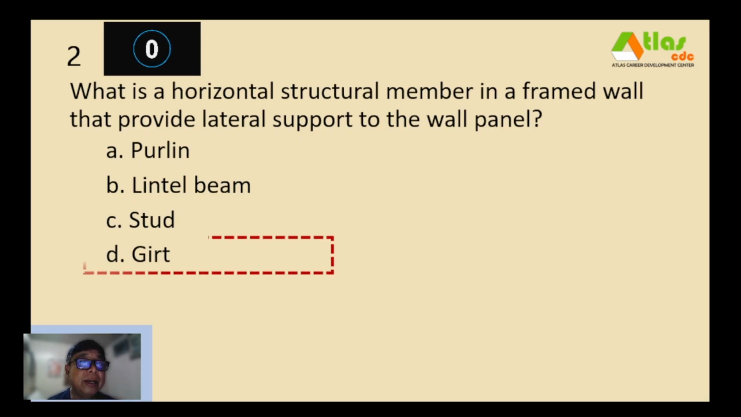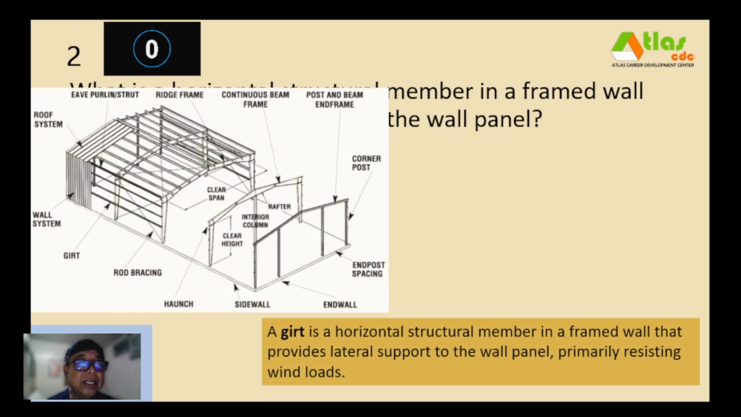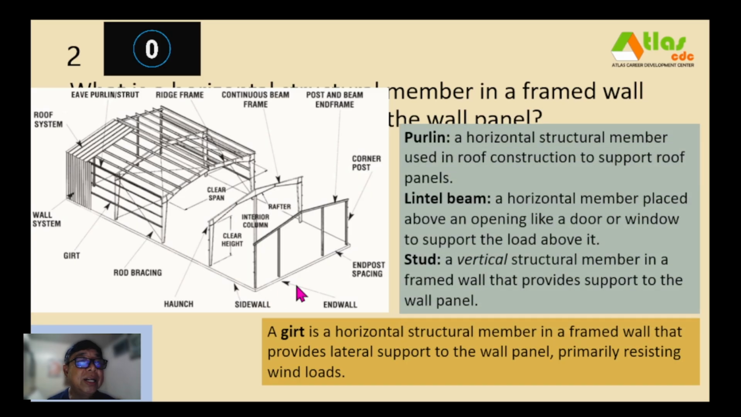And our correct answer is letter D, girt. So a girt is a horizontal structural member in a frame wall that provides lateral support to the wall panel, primarily resisting wind loads. So this is our girt here in the drawing. On the other hand, a purlin is a horizontal structural member used in roof construction to support roof panels. So these are our purlins.